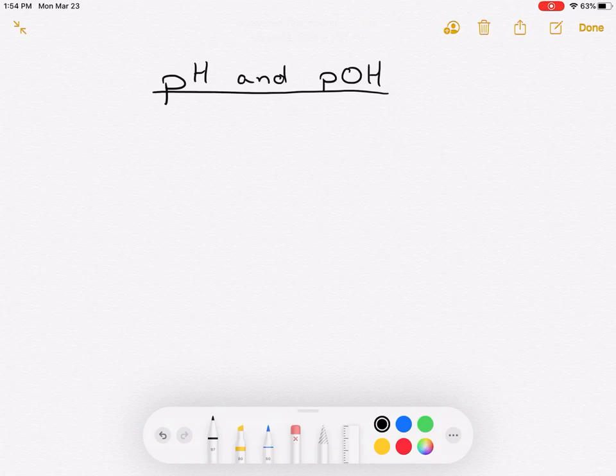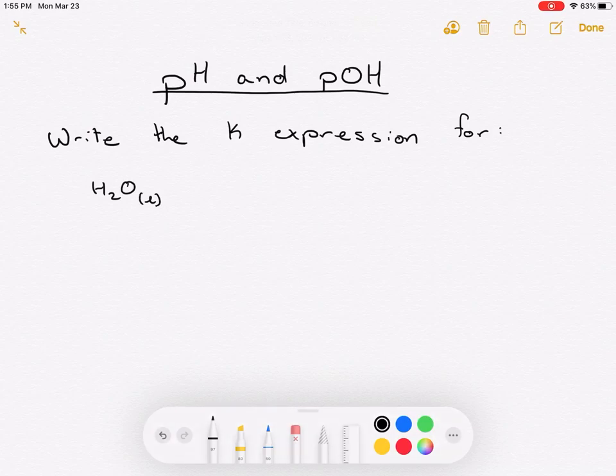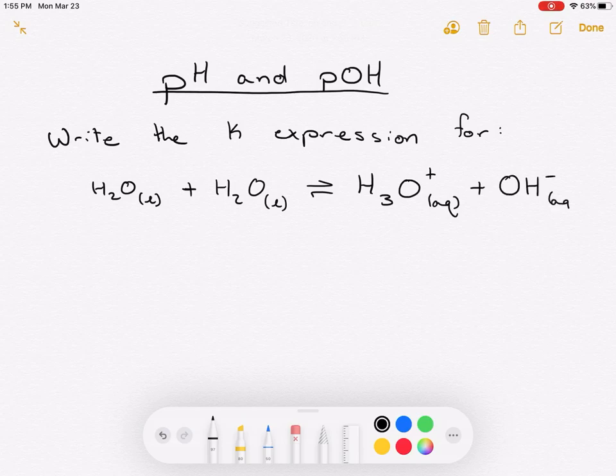Today we'll be talking about pH and pOH. So let's do a quick reminder from when we did equilibrium. Let's write the K expression for this equation. If water and water interact, you just have a bunch of water molecules interacting with each other, and they're in equilibrium, constantly exchanging protons. So you're going to have your hydronium and your hydroxide ions constantly changing back and forth.